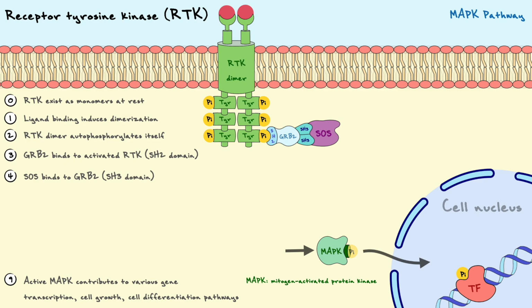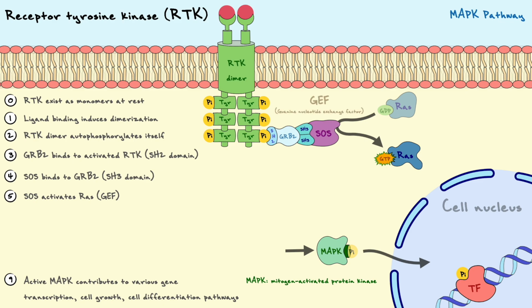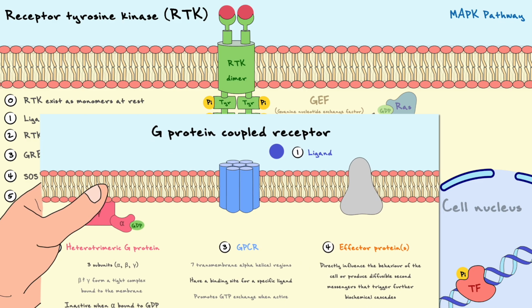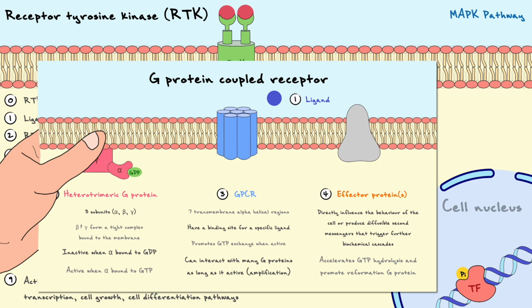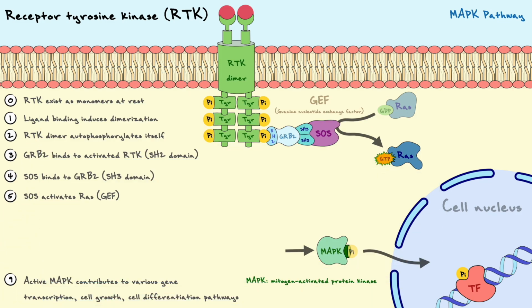Now, SOS will then activate a G protein by the name of RAS by exchanging GDP for GTP. In the biology jargon, we refer to SOS as a guanine nucleotide exchange factor, or GEF. Now, RAS is a monomeric G protein. Remember that in our discussion on GPCRs, we covered a heterotrimeric G protein composed of an alpha, beta, and gamma subunit. Here, RAS is only one subunit, but it nonetheless functions in the same way as the trimeric one. When it is bound to GDP, it is inactive, and when it is bound to GTP, it is active.